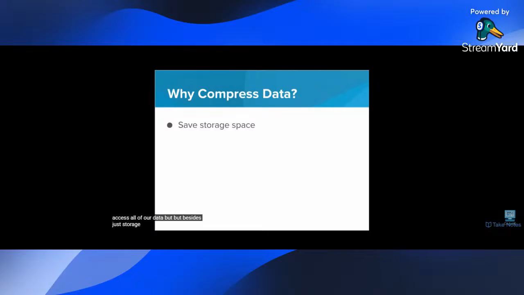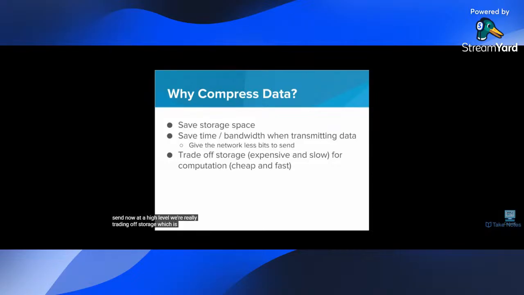But besides just storage, it also speeds up the time it takes to transmit data. A network, like the internet, can only handle so much data at once. So if we compress our data before we send it, then we'll be able to send a lot more information over the internet, and it'll take less time because we have fewer bits to send. And at a high level, we're really trading off storage, which is expensive and slow, for computation, which is cheap and fast. What I mean by this is, in general, we're okay with using a lot of computation if it means that we don't have to use that much storage.